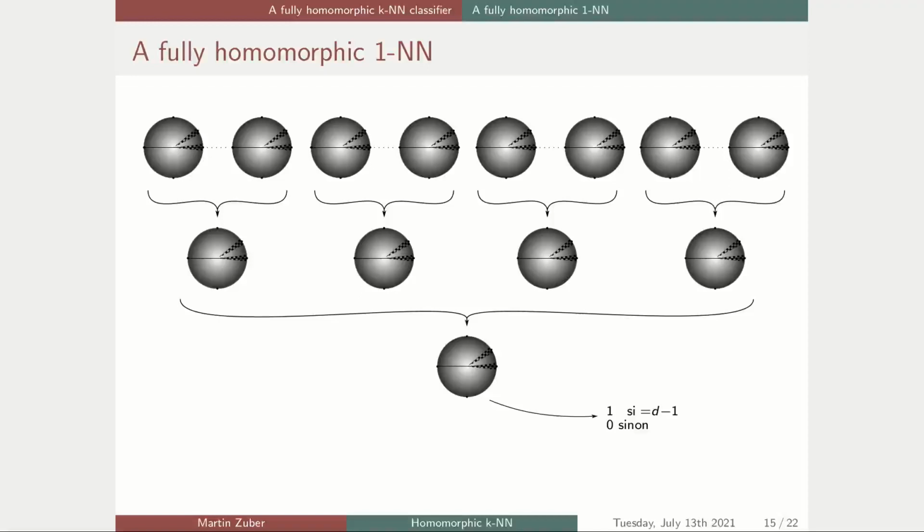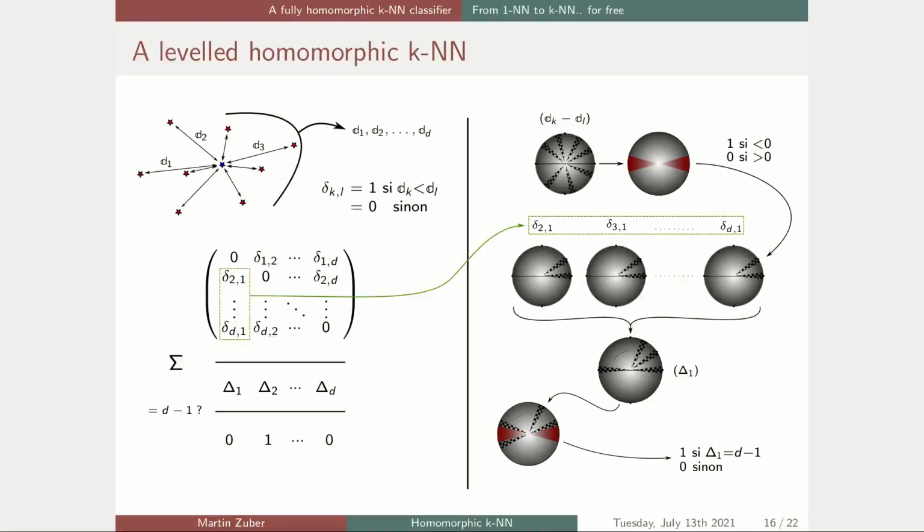And now to build a KNN from this 1NN classifier, if we take our leveled homomorphic 1NN classifier here, we're going to see that counting the number of zeros in every column is going to be very interesting and give us more information than just which distance is the closest. Indeed, if a column has only 1 zero on top of the diagonal here, then that means that distance is going to be the second smallest distance, etc., etc.